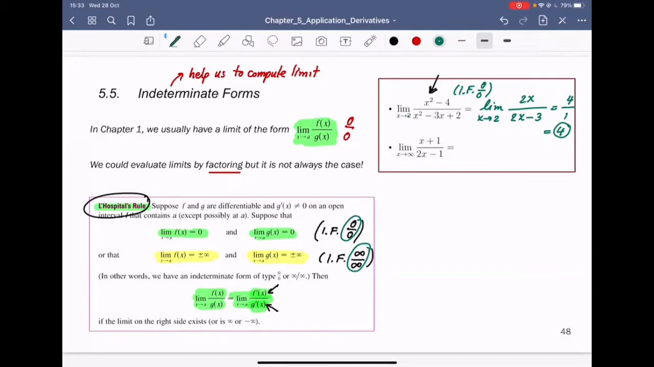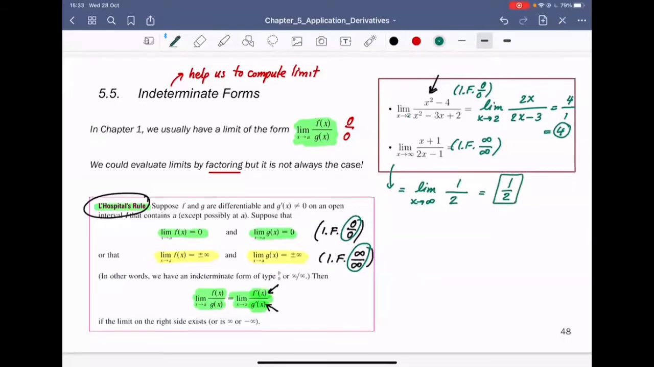So the next one, x goes to infinity of this thing. You can see this is the indeterminate form, infinity over infinity, because if you plug in infinity there, you're going to get two big numbers as a ratio. So you're going to differentiate the top, which is 1, and differentiate the bottom, you get 2. Dang, this is 1/2. Why is it so easy like that?